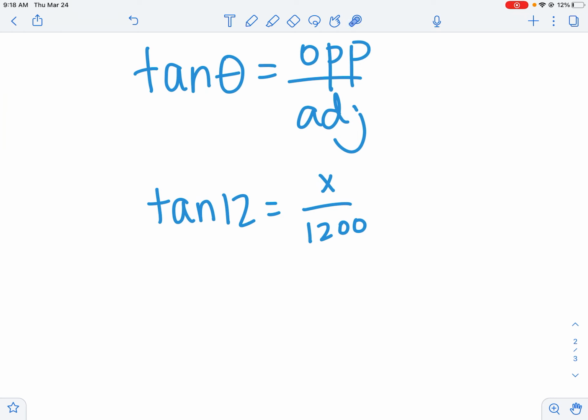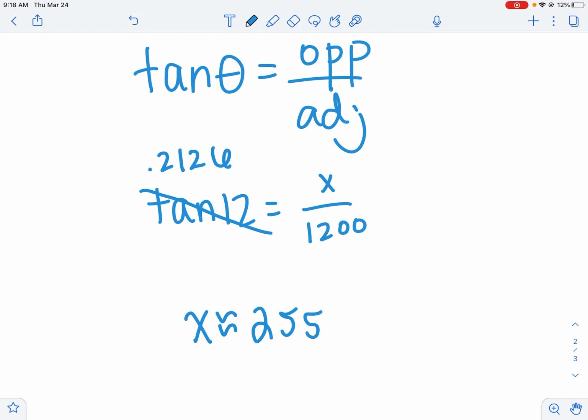So when we plug in our values, we get tangent of 12 equals x over 1200. X is up high, so I know I'm going to multiply, but I need to be careful. It's not going to be 12 times 1200. Tangent of 12 is going to be 0.2126. And so that's what I'm multiplying. I'm going to multiply 1200 times 0.2126. I use my trig chart to find that number.